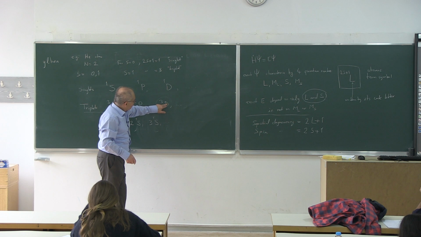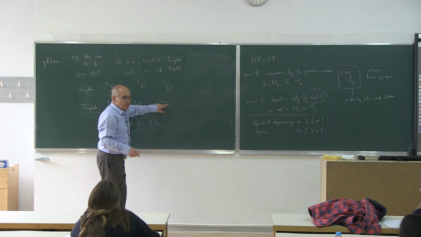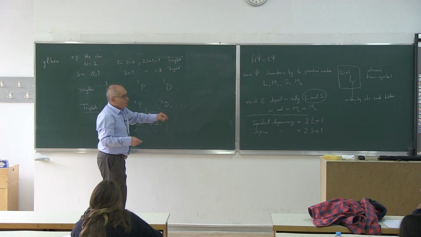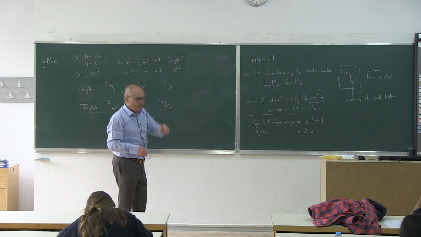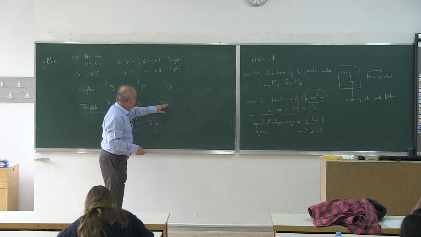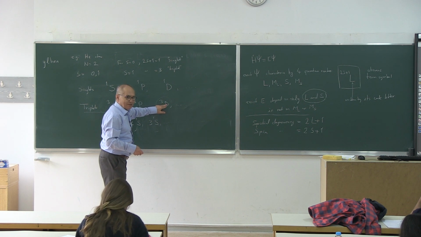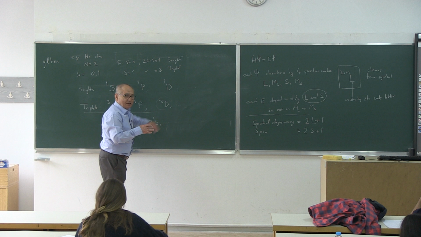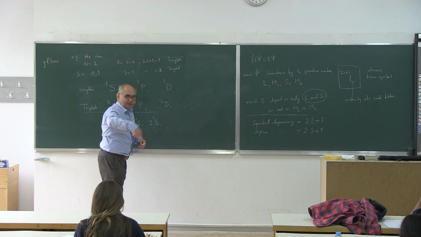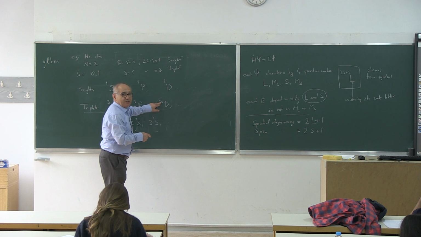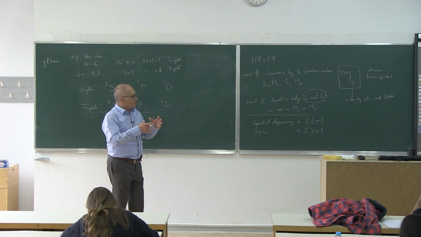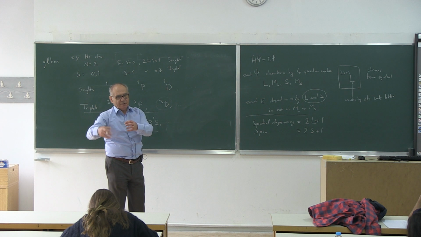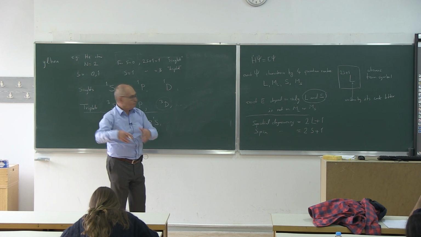Now, what is the numerical value of L for D? L, which number corresponds to D? 2. 2 times L plus 1. What is it? 2 times 2 plus 1. It gives 5. So, an energy level that has label triplet D is degenerate 5-fold with respect to space. It is degenerate 3-fold with respect to spin. What is the total degeneracy? Total degeneracy is spin degeneracy times space degeneracy.